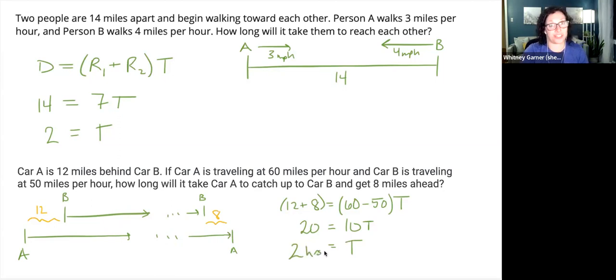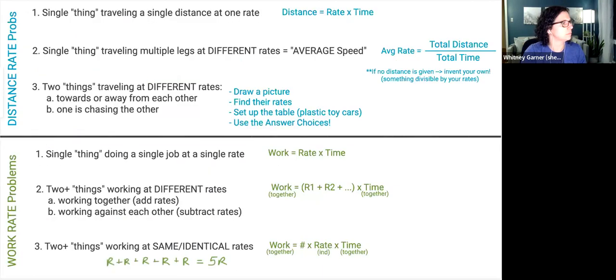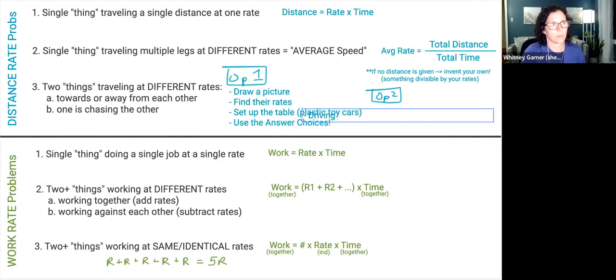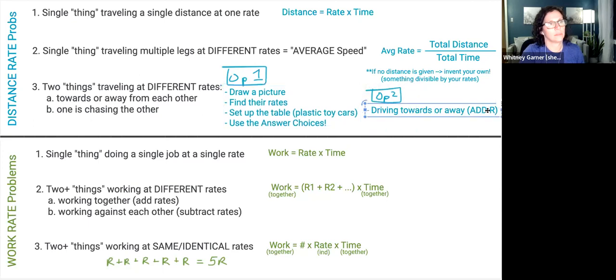So if we put that back into our cheat sheet, a second thing we can do. So we've got option one. We also have option two, where if they are driving towards or away, add the rate. If, however, we're in the world of the chase, subtract the rate and do the same thing.